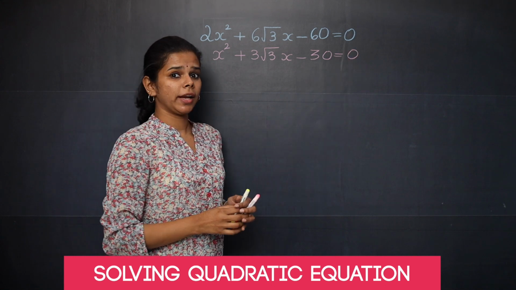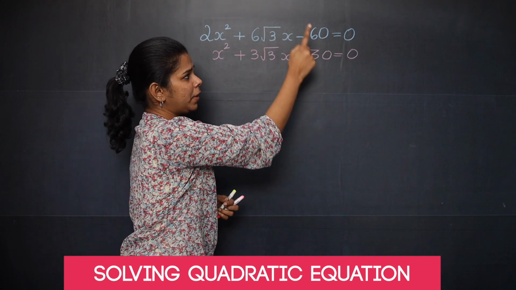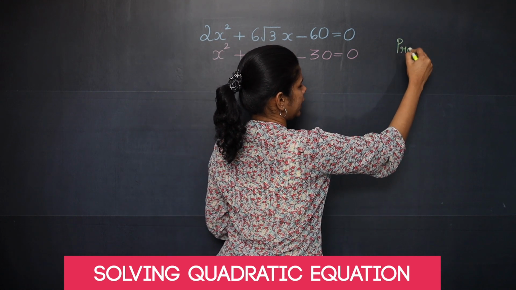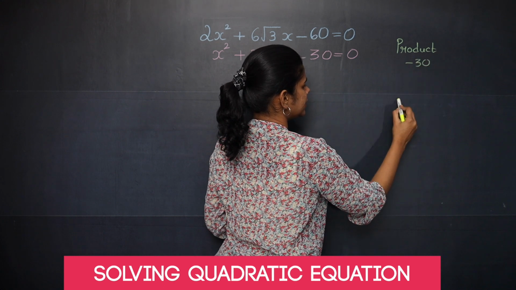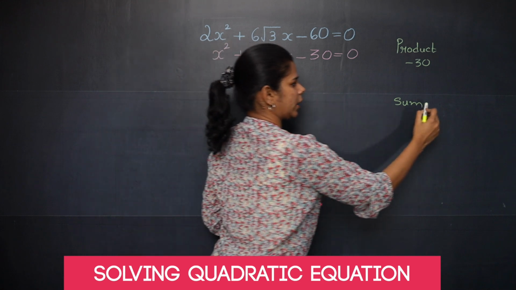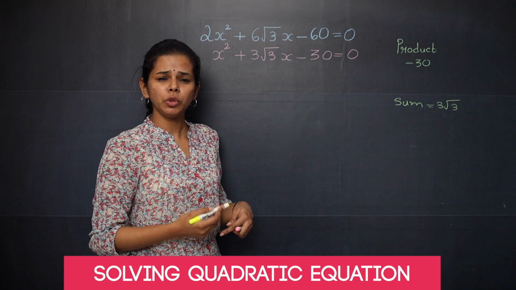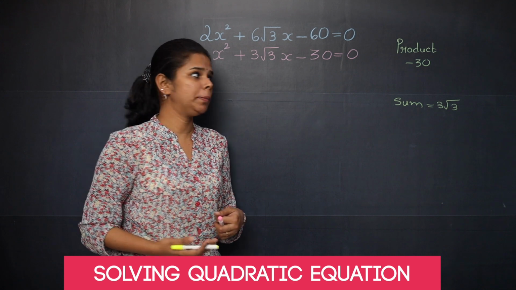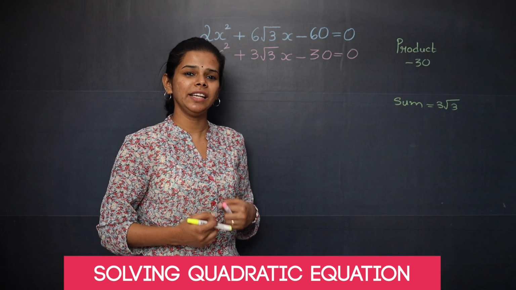Now you need to find the product and sum. Coefficient of x² multiplied by the constant. So the product is −30 and the sum is the coefficient of x, and that is 3√3. You might feel it's a bit difficult to find two numbers that when you add you should get 3√3 and when you multiply you should get −30. It looks so strange, but it's really easy.